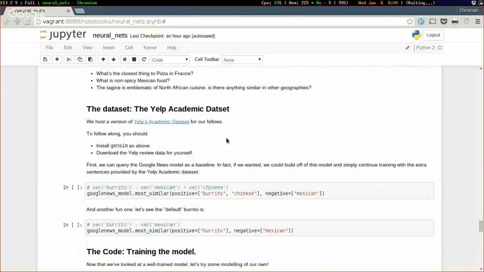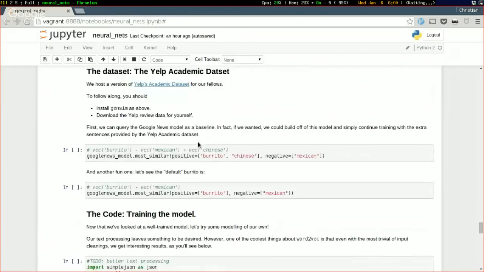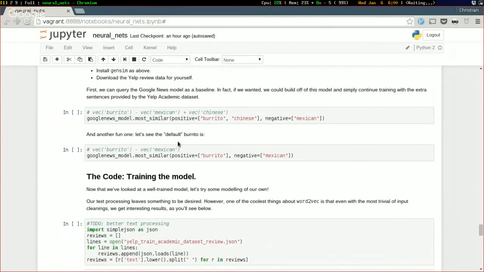So again, we're using GenSim's word2vec model. And this time, we're actually going to do a little bit of training. I think I'm going to skip this section in the interest of time.